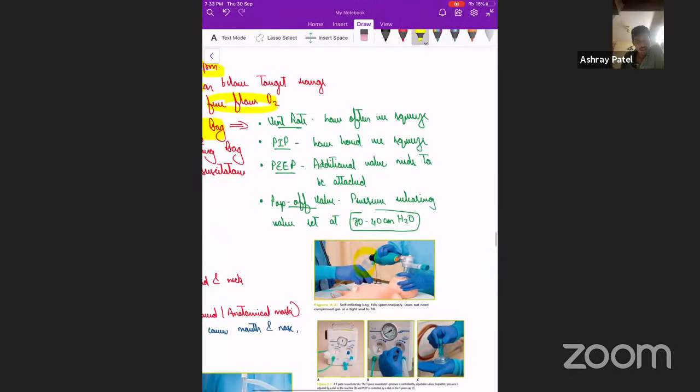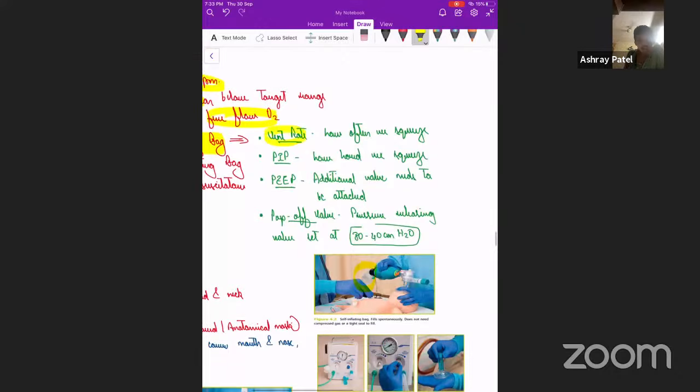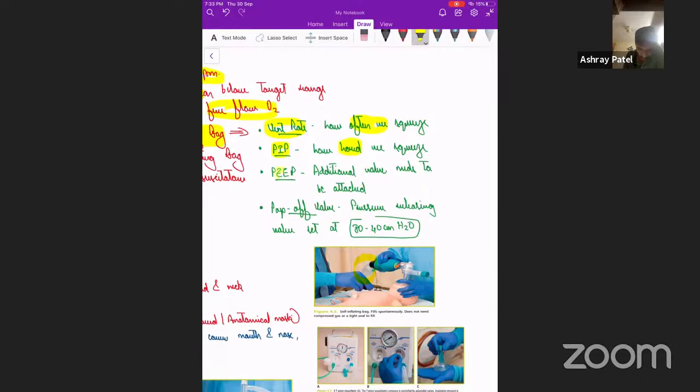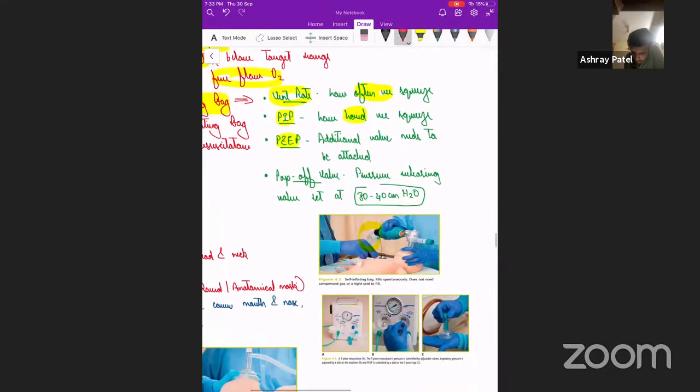Since we mostly end up using bag and mask ventilation, how does this work? How do we give a ventilation rate of 40 to 60 breaths per minute? It is based on how often we squeeze the bag. Then how do we ensure that the lungs are inflating? Some amount of inspiratory pressure is going, which is determined by the peak inspiratory pressure, by how hard we squeeze this ambu bag. Next is the positive end-expiratory pressure. How do we ensure that PEEP is being given? If an additional valve is available over here, we can adjust the PEEP being given to 5 centimeter H2O.